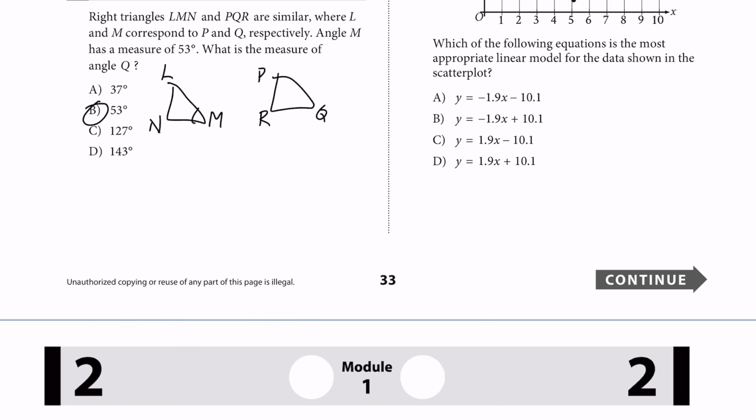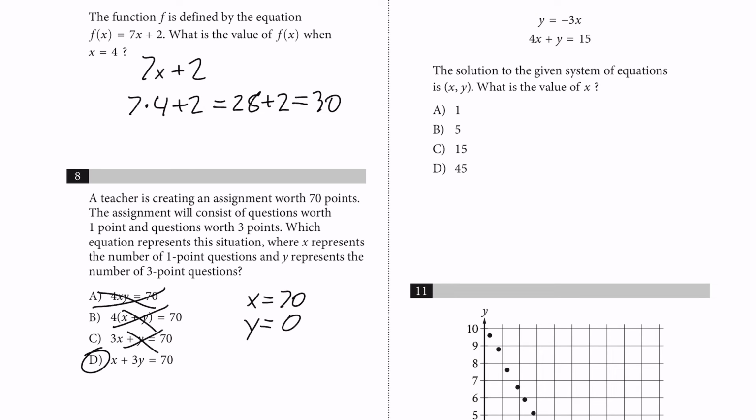All right, the solution to a given system of equations is x comma y. What is the value of x? So the easiest way you can do this is you can see we have y in both instances. We can just take the top equality and subtract it from the bottom.